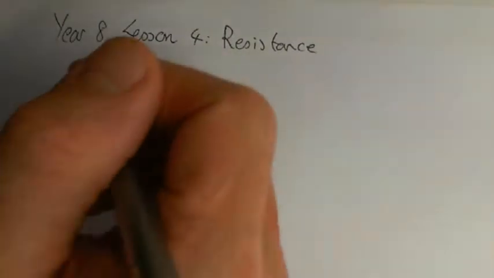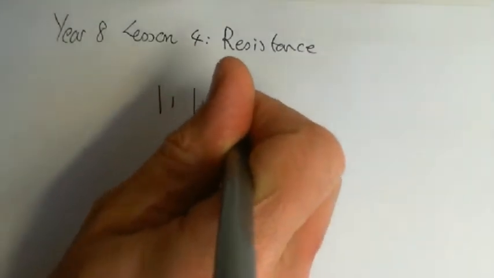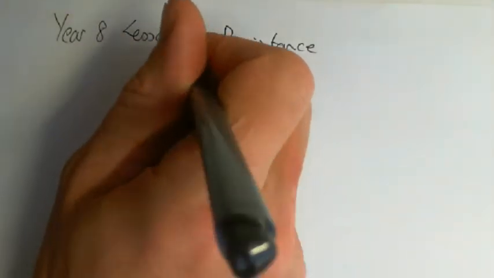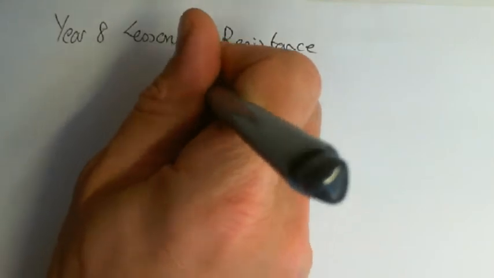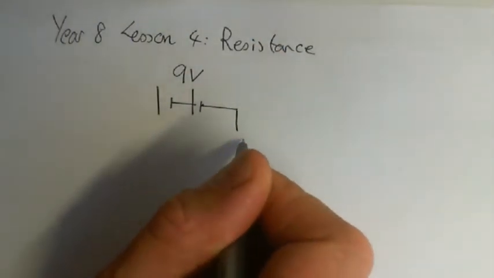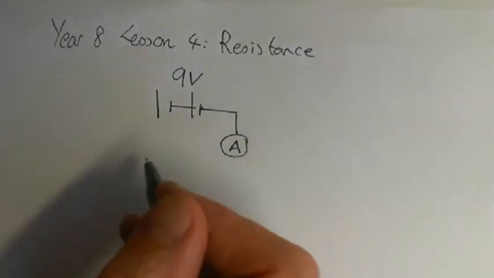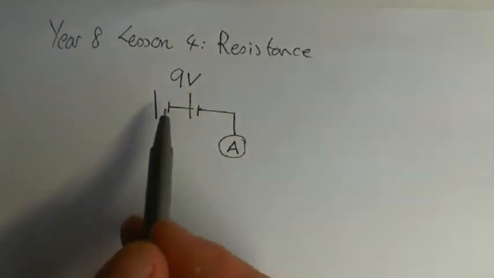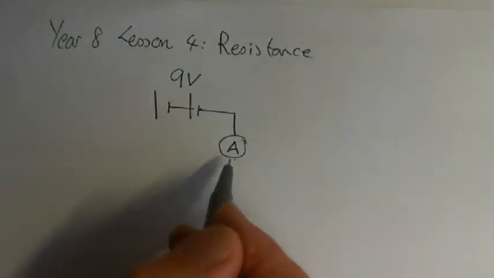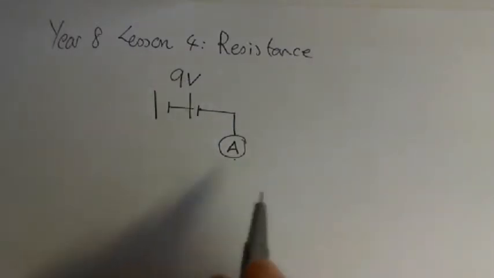So if you remember, we said that the cell or the battery provides the energy. Let's say, for example, it's 9 volts. And then remember, we said that the current is how much electricity is flowing through the circuit. So the easier the circuit, the more current you will get for each bit of voltage that you put in.